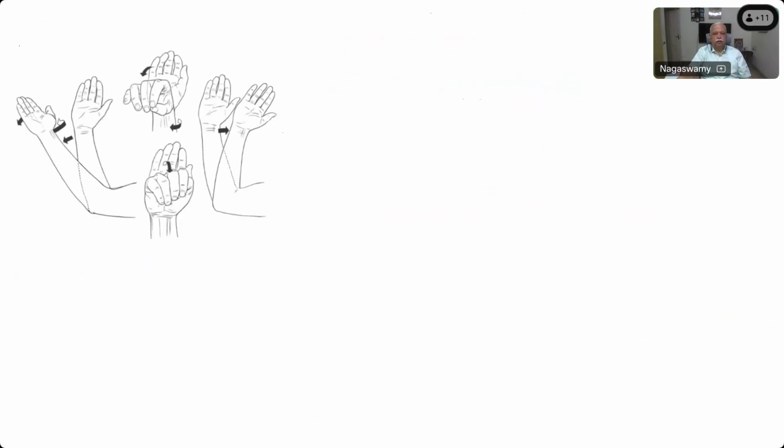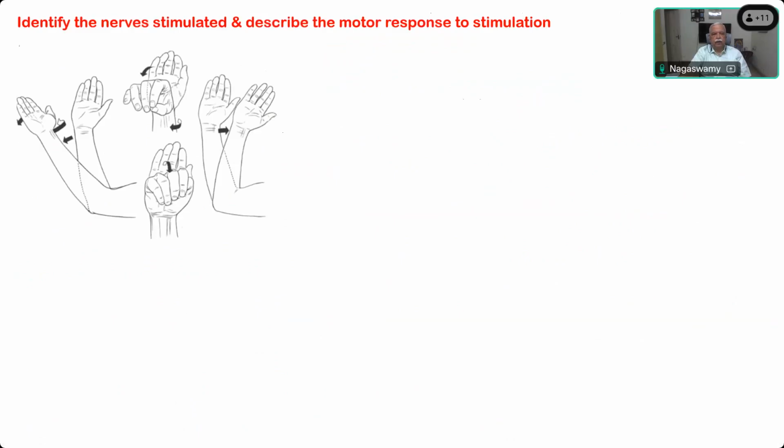Now, this is something to check your anatomy knowledge. Okay. Identify the nerve stimulated and describe the motor response to stimulation.